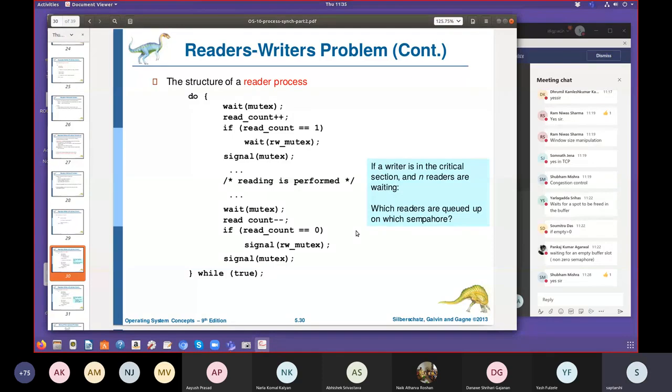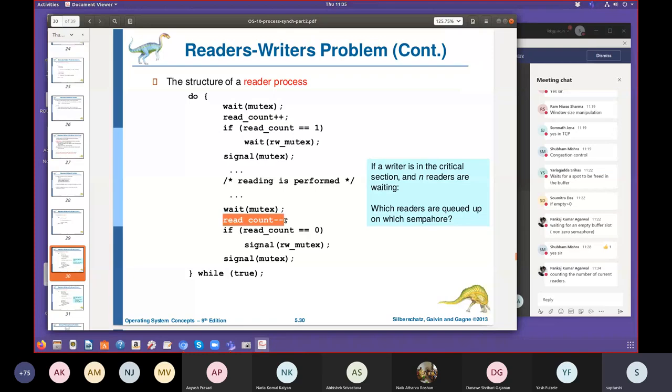Okay, even before you think of that question, maybe another question from my side. What is the role of read_count? What is the role of this variable here, read_count? By the way, this should also be read_count. The underscore got missing, sorry. So what is the role of read_count? We do read_count plus plus here and read_count minus minus here. What is going on?